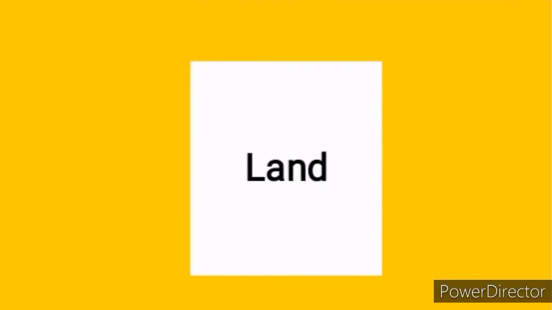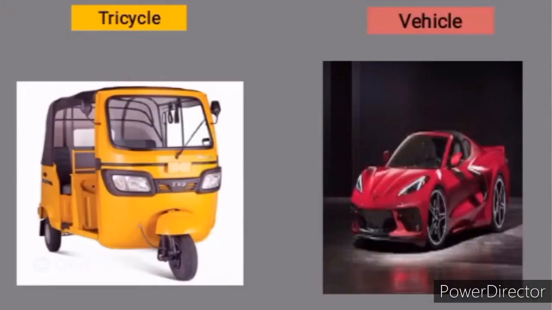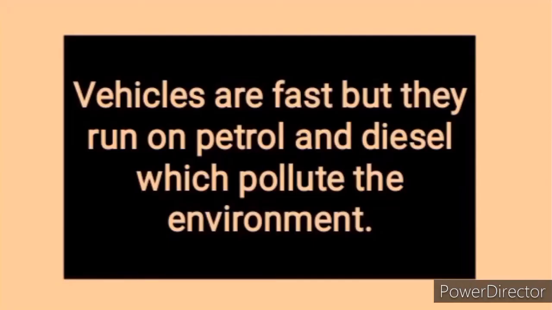Land is still a very good means of transportation now. It's just that we no longer depend on trekking or animals alone to get to where we want to go. Now we have bicycles, motorcycles, tricycles, and different types of vehicles, which all move on land. That is why we group them under land. Vehicles are fast, but they run on petrol and diesel, which pollute the environment. An advantage of vehicles is that they are fast, but the disadvantage is that they pollute the environment.